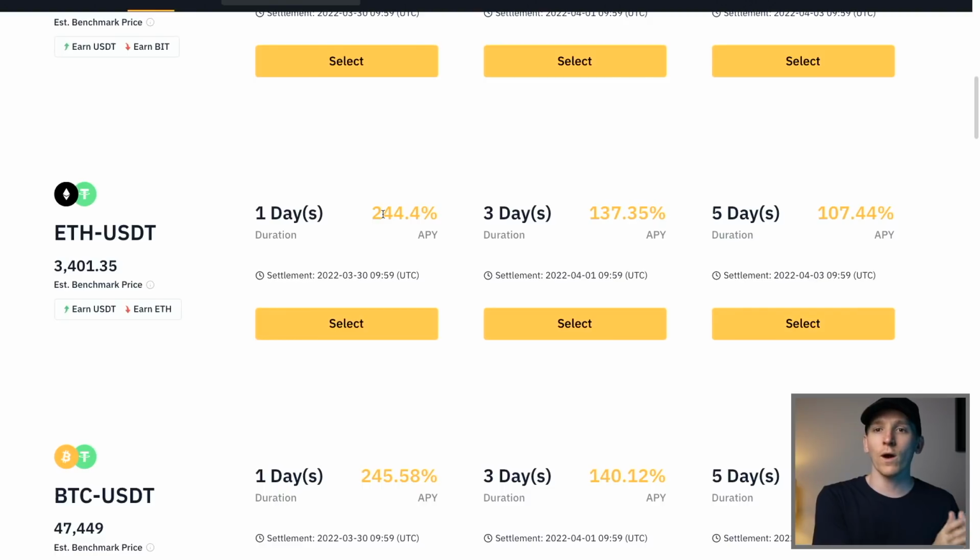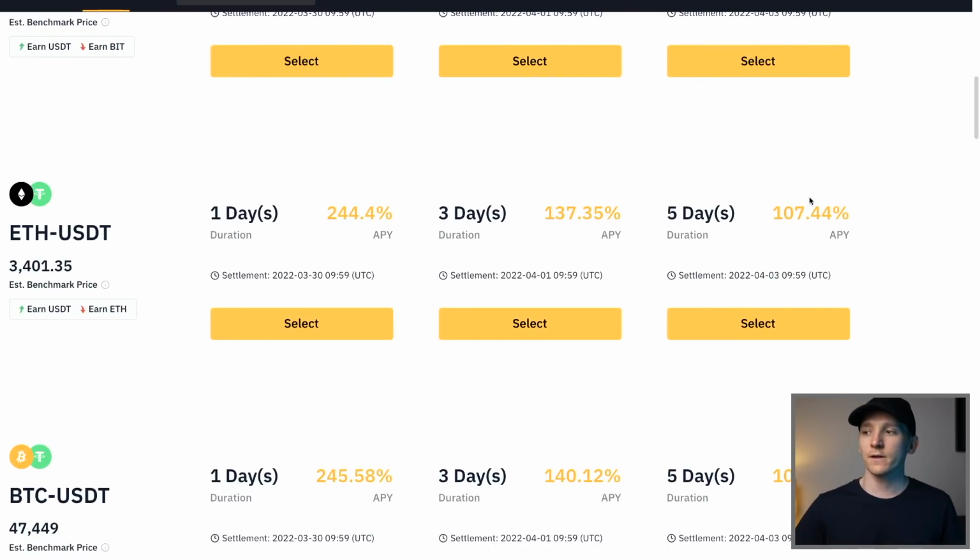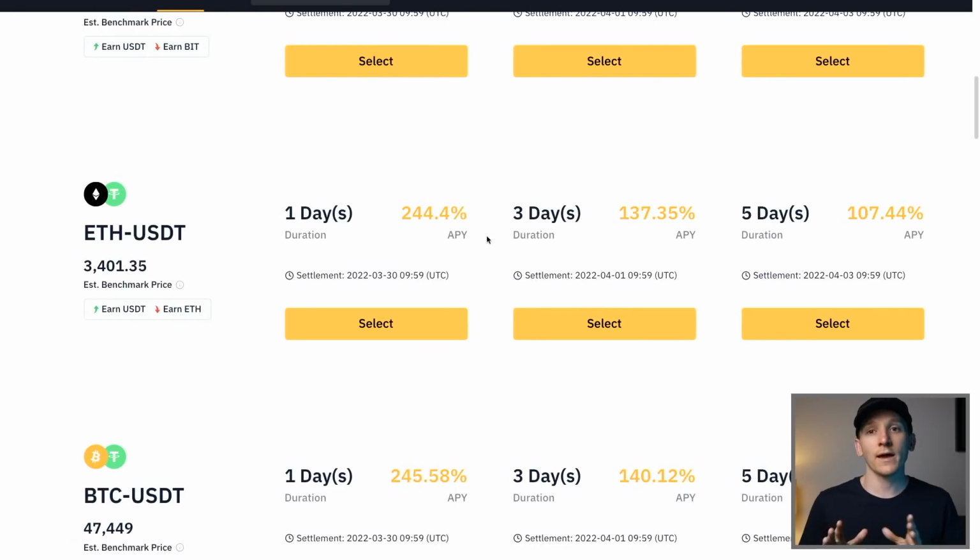Obviously that's not for one day, that's an APY, an annualized percentage yield. One day would be a lot less than that, around 0.9 percent per day. The reason the APY is extremely high is because of impermanent loss, which happens between two assets that don't have a correlated price. The APY has to be high to compensate for the extreme loss you will get through impermanent loss when you have these tokens in the liquidity pool.